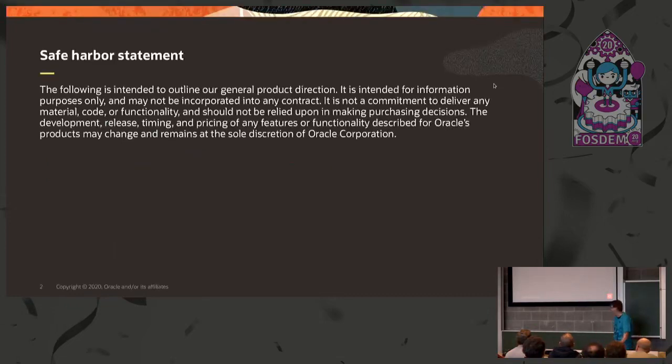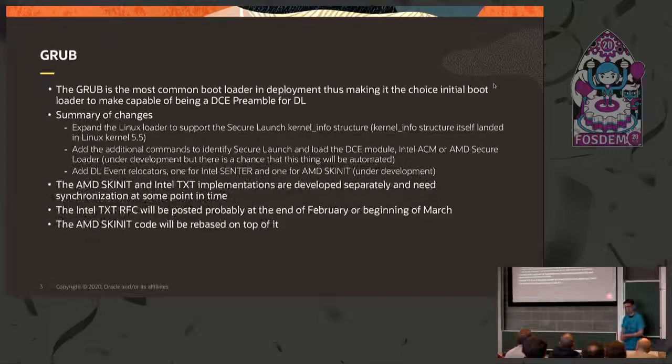So some legal stuff at the beginning and the GRUB thing. It was decided to choose GRUB because it is one of the most common bootloaders in currently existing systems, so we are focusing on it now. And immediately at the beginning of the Intel TXT implementation, we realized that we have to change the Linux boot protocol.